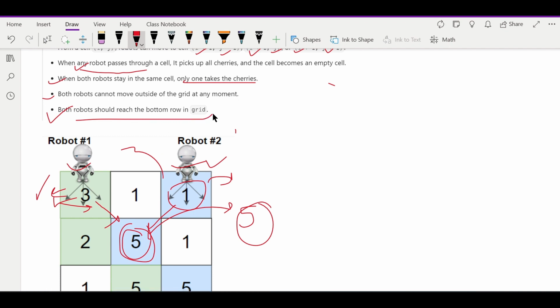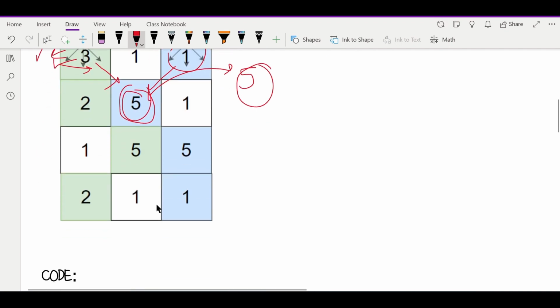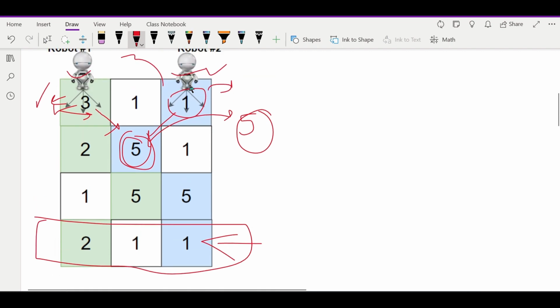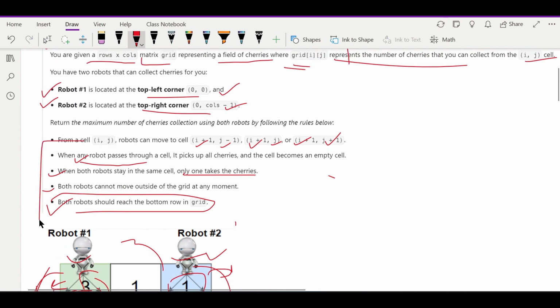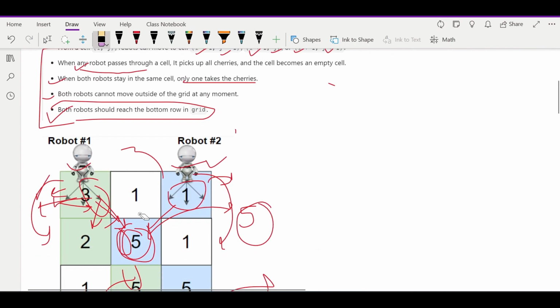Both robots should reach the bottom row in the grid, right? The bottom row in the grid is what? This row. It means that both the robots have to make the movement somehow, collecting the cherries all the way, and finally reaching what? Finally reaching this row, which means this row only. Which means your robot can only move in the downward direction and will stop only when it has reached the last row. So these are the points that were given, and we have explained all the points, right?